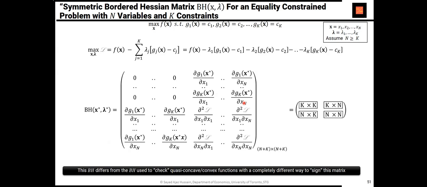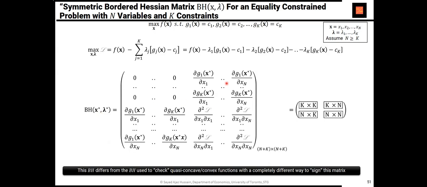And now you transpose this matrix. This is a k by k block. Take this k by n matrix, transpose it, and you now get this n by k. So this thing is simply the transpose of that thing right there. And this, of course, is your n by n matrix. The way you sign this: intuitively, if you have a maximum, you want this bordered Hessian matrix to be negative definite, quote unquote, a maximum.